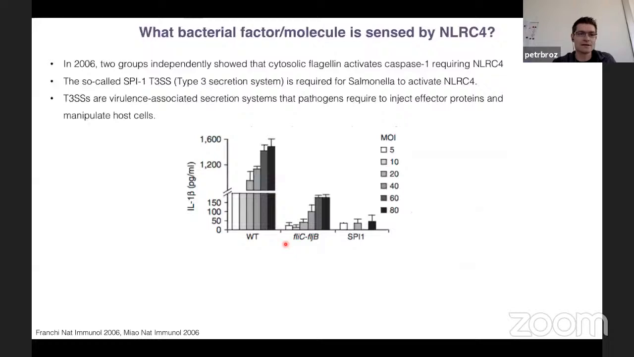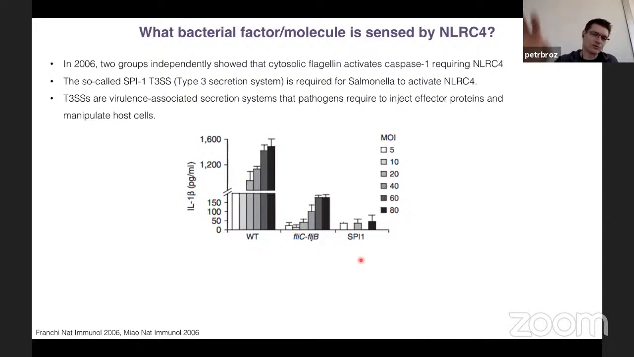So again, a couple of years later, in 2006, there were two independent publications, from Ed Miao at that time and from the lab of Gabriel Nunez also, that showed that cytosolic flagellin is the protein that activates caspase-1 via NLRC4. And they showed that by using a mutant of Salmonella that lacks flagellin, the fliC fljB mutant here, or that lacks a type 3 secretion system called SPI-1, which is usually used by the pathogens to deliver effector proteins into cells, but that can also pick up sometimes flagellin and deliver flagellin into a cell.